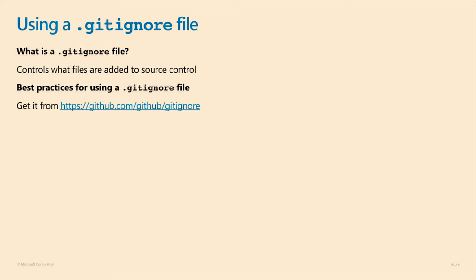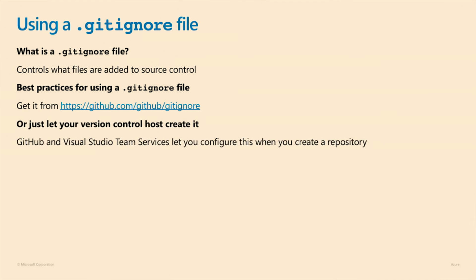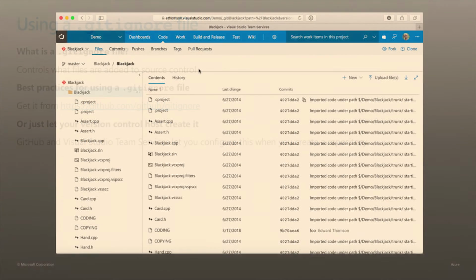The even easier solution is to not even worry about getting it from GitHub, because almost all of the Git hosting providers, when you create a new repository, will give you this. Visual Studio will also, when you're creating a new repository, give you the Git Ignore file that's appropriate for the kind of project that you're building. So in this case, I'm hosting my repository in Visual Studio Team Services. Again, GitHub has the same sort of option. Let's take a look at that.